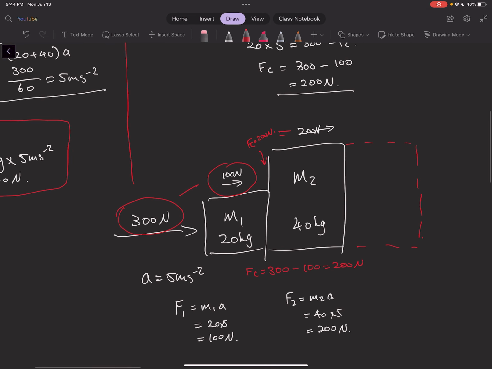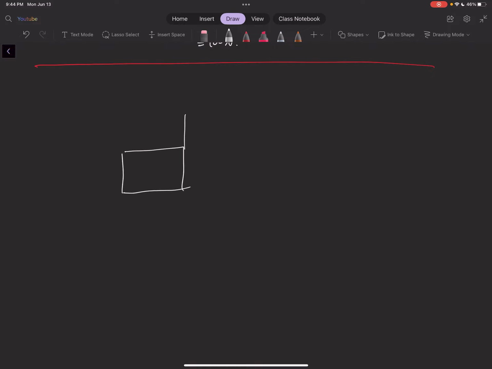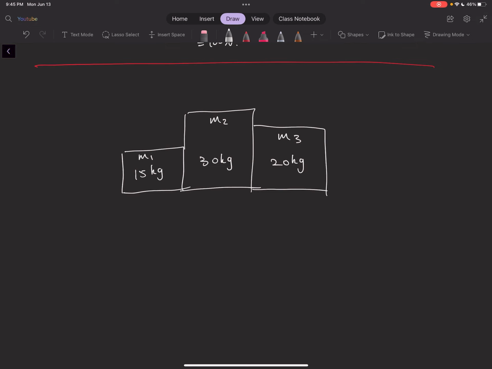However, what if there's more than 2 blocks? So let's go to that example. Now we have 3 blocks, and it's going to get a little bit more interesting. Again, there are 2 ways of doing this: there's a general way, and there is a bit of a life hack sort of way. So we have 3 blocks, m1, m2, m3, and let's say that they are 15 kilograms, 30 kilograms, and 20 kilograms in mass. They experience a force pushing them from the left to the right of 130 newtons.